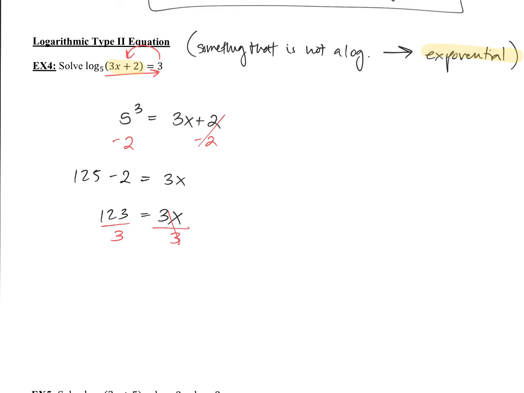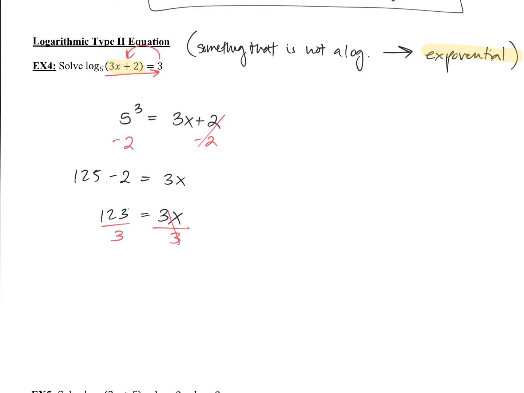Now let's see, can 123 be divided by 3? Well, if we add up all the digits of 123, that's 1 plus 2 is 3, plus 3 is 6. Could 3 divide 6? Yes, so I know this must be divisible by 3. This was just a weird little shortcut way of seeing if things are divisible by 3. You don't need to know that. But we know it's divisible by 3. And we can go ahead, use our calculator, 123 divided by 3 is 41.